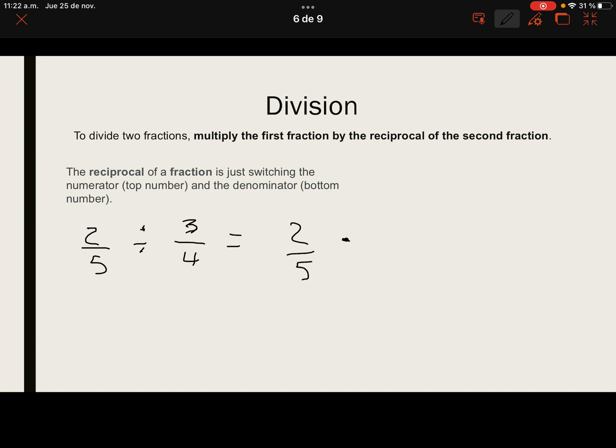The reciprocal is to switch the numerator and the denominator. Then there is 4 at the top now and 3 at the bottom. And remember, the multiplication is face to face: numerator times numerator and denominator times denominator. Then 2 times 4 is 8 over 5 times 3 is 15. Simplify the fraction if possible, otherwise leave it like it is. Okay, that's it. Next, division.